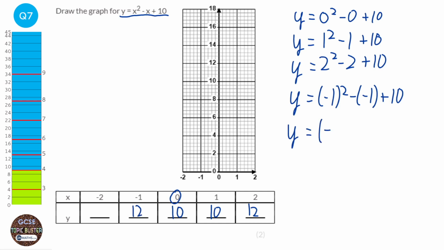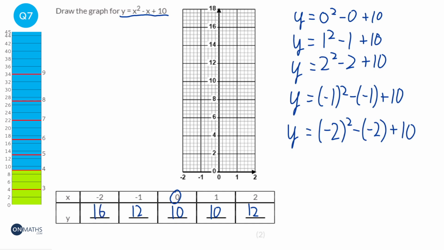And then we'll do the minus 2. So it'd be minus 2 squared minus 2 plus 10. So minus 2 squared is 4. The two minuses here make a plus. So it'd be plus 2, which would be 6, plus 10 will be 16.